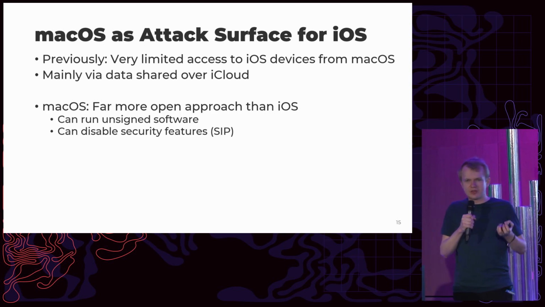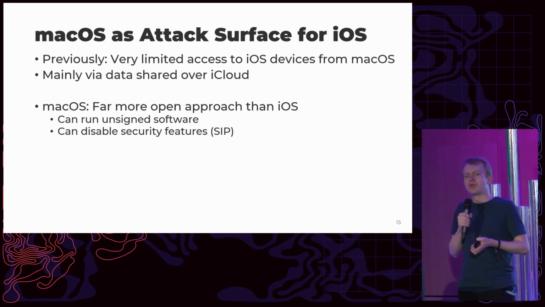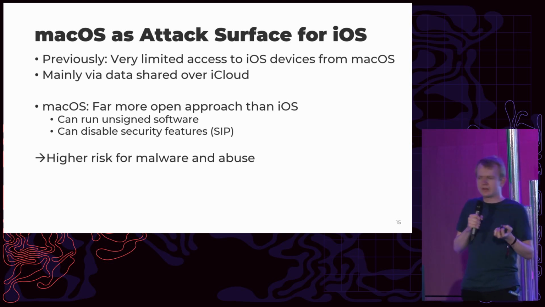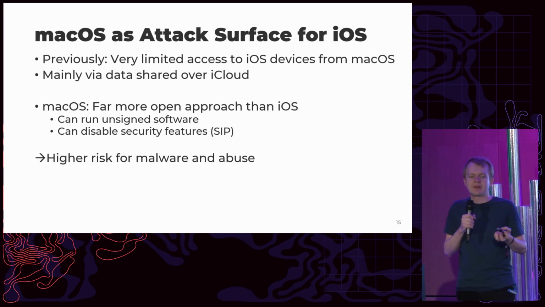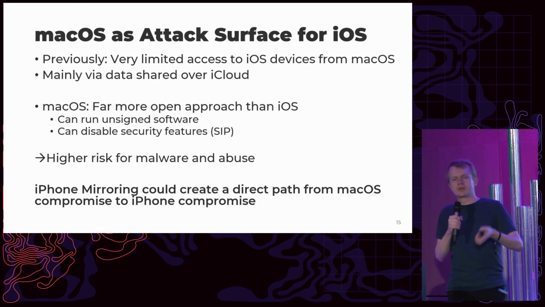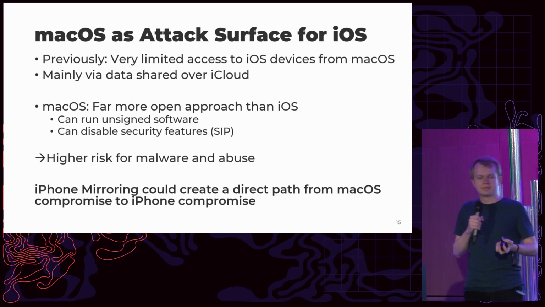And in general, macOS is a less secure platform in the sense that it is a far more open platform. For example, you can at least run unsigned software, and you can also disable security features that are the default on iPhones and cannot be disabled unless you jailbreak them or have a security research device. And so there is a high risk for malware and abuse in macOS. And with iPhone mirroring, this basically enables a direct path from a compromise of the macOS operating system to a compromise of the iPhone, because, as we already saw, we are now controlling iPhones from the Mac.